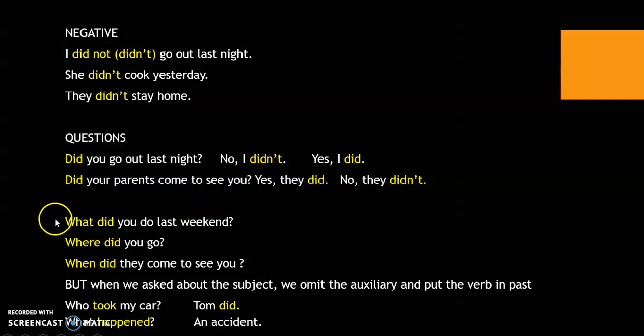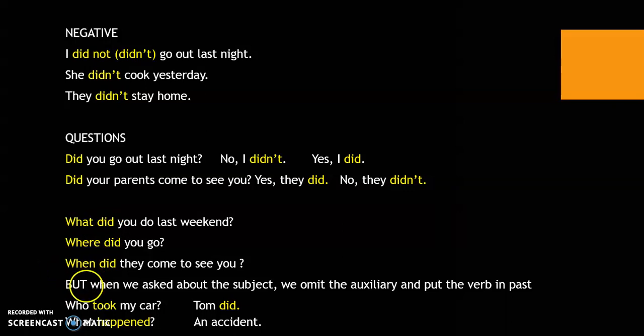WH questions start with the WH word. What did you do last weekend? Where did you go? When did they come to see you? Usually what we have in a question is the WH word, did, and then the person and the verb.